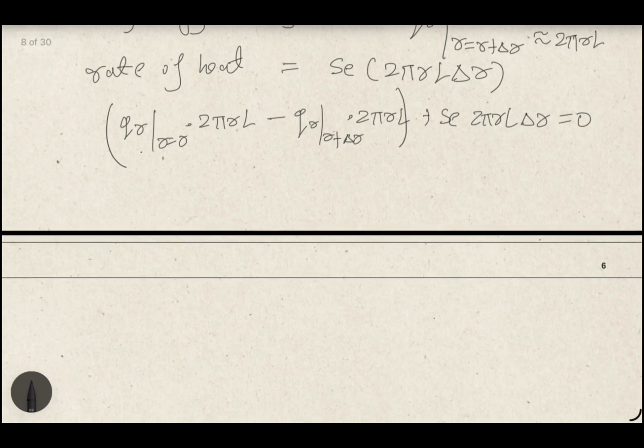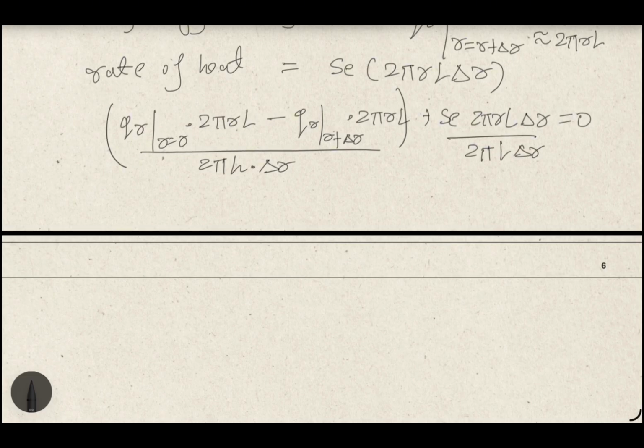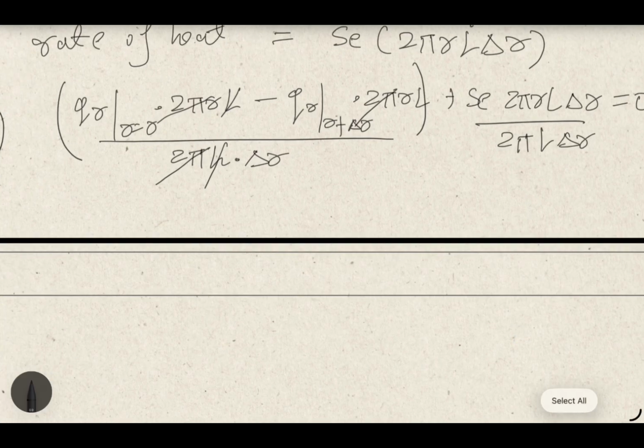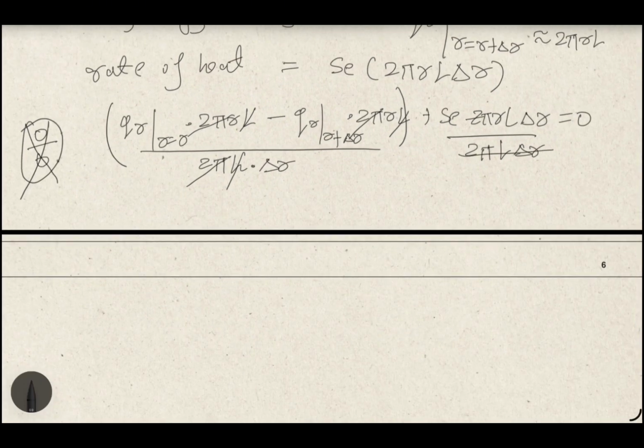So we will divide the whole equation by 2πL into delta r. We are not dividing it by r, because r is changing, so we cannot divide it. Otherwise, as delta r approaches 0 and r approaches 0, this will become an indeterminate form. So we are not dividing it by r. So this all will cancel out, 2πL, and here 2πL delta r will cancel.